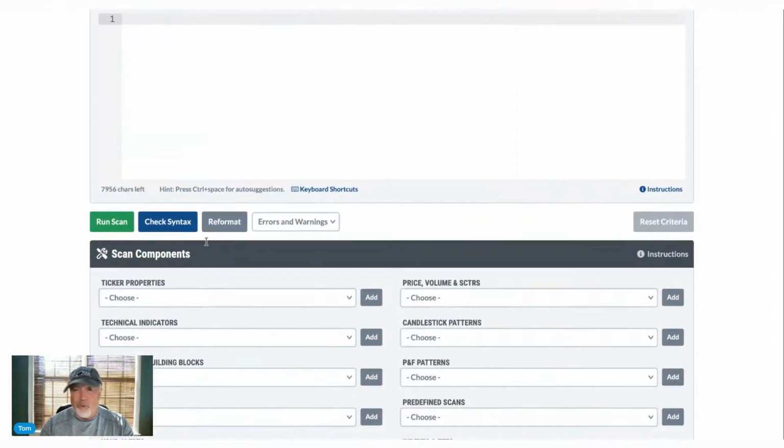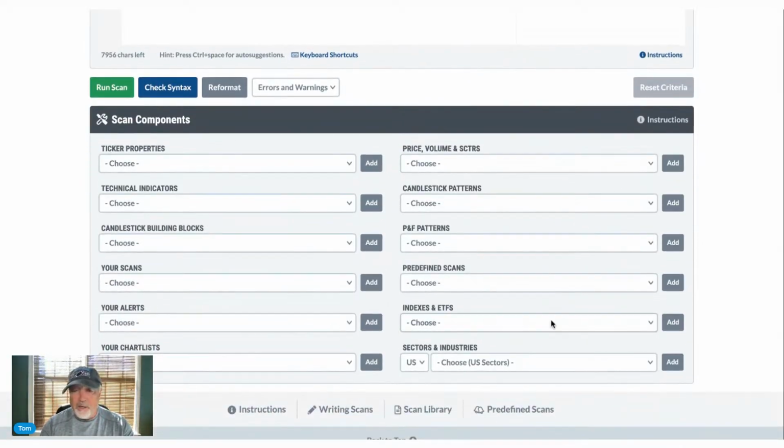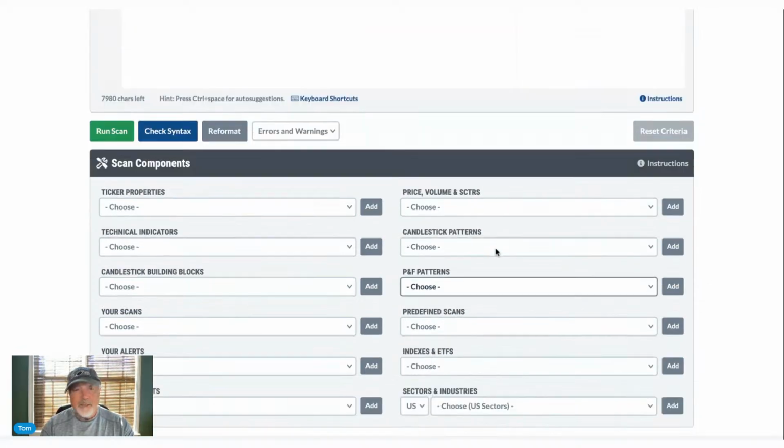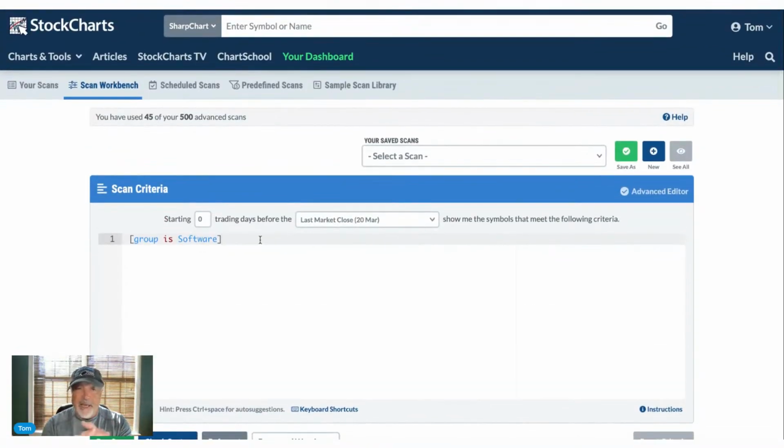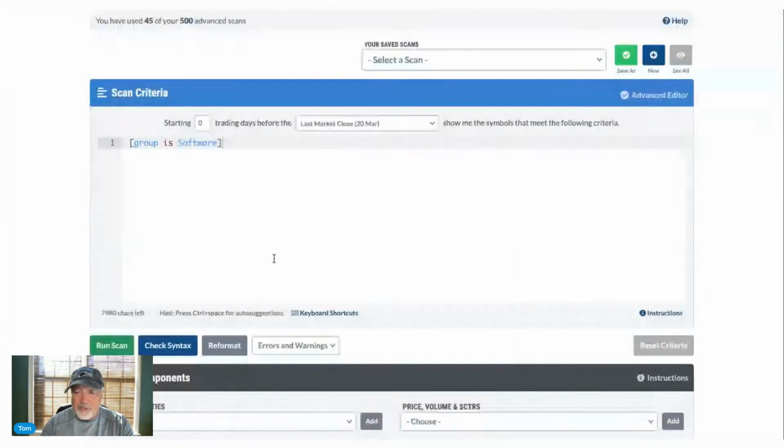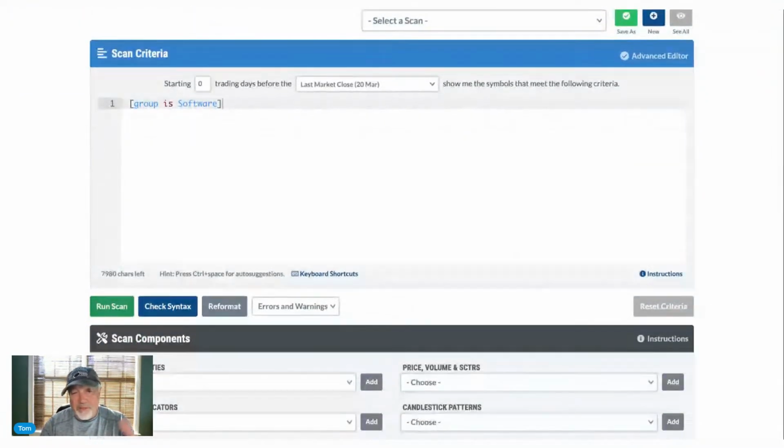So let's say software is the group. You can go in here under sectors and industries, go down to technology, pull up software, add it. So now if I just ran this scan, it's going to give me every software company out there. Well, I don't want every software company out there. I want every software company that's in one of our chart lists, or maybe certain chart lists. So I'll just show you here what I would think about doing.